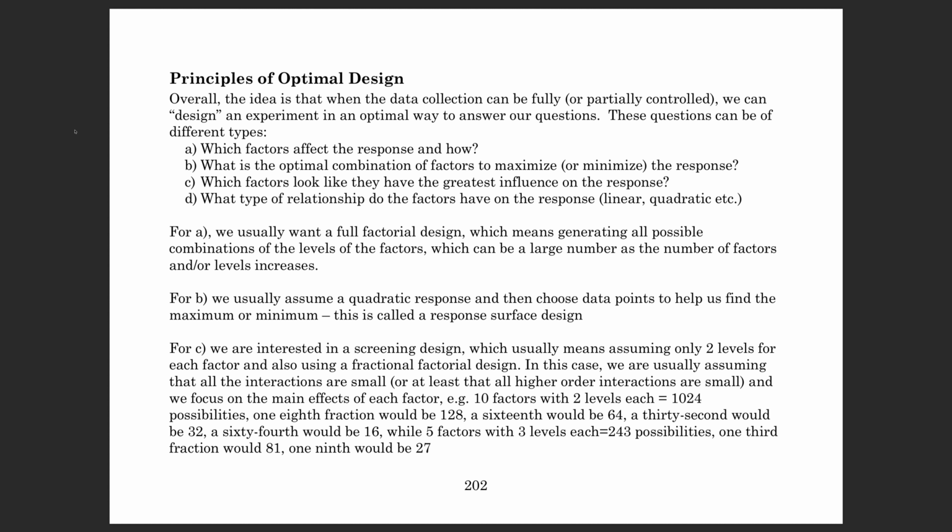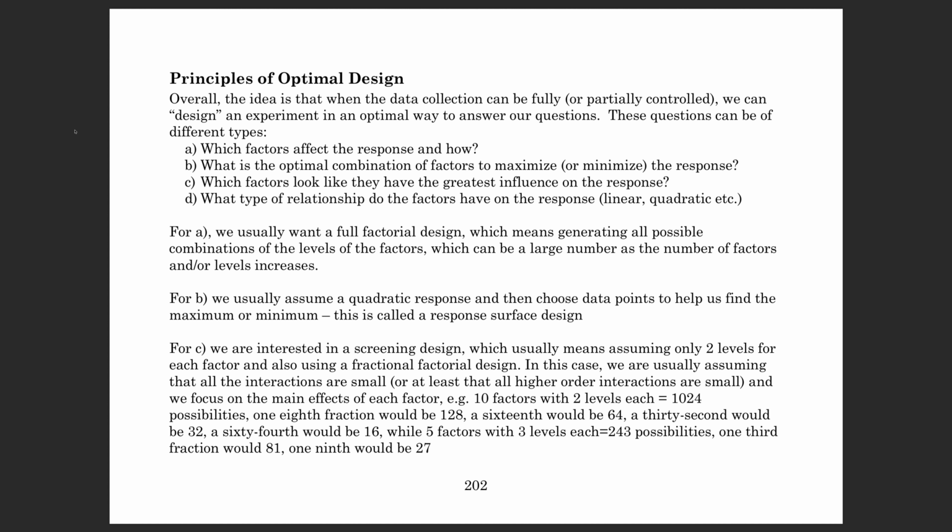The third type of question is we're trying to essentially do a screening approach. We want to know which factors look like they have the greatest influence on the response. So we might have a very large number of factors, but we need to narrow things down. We need to find out which are the ones that we need to look at more carefully. And then lastly, in a situation where we maybe only have a relatively small number of factors, but we want to understand the type of relationship they have. So is it linear or quadratic and the like?